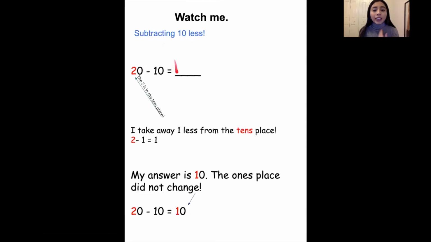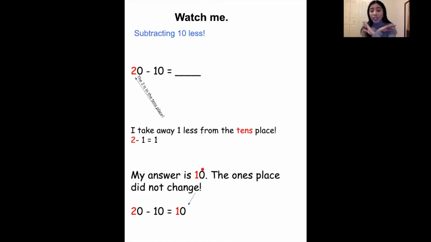20 minus 10 equals, I know I have to look at my tens place, which is right here, that 2. The 2 is in the tens place. I take away one less from the tens place. So this looks like this. 2 minus 1, or 1 less, equals 1. So my answer is 10.